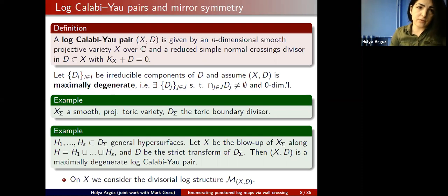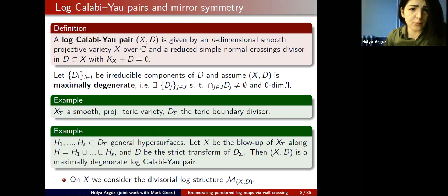And we will denote the irreducible components of D by D_i, and we assume that our log Calabi-Yau pairs are maximally degenerate, which means that there exists some index set J such that the intersection of the D_j's of some components is non-empty and zero-dimensional. This is a technical condition which ensures that when we take the tropicalization of the log Calabi-Yau pair, it will have the same real dimension as the complex dimension of X.